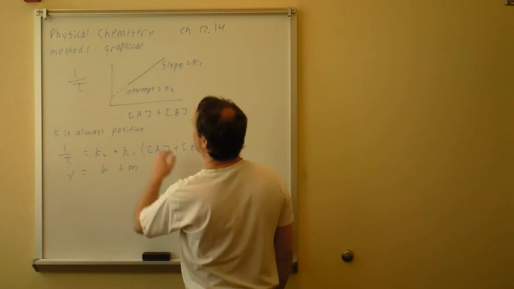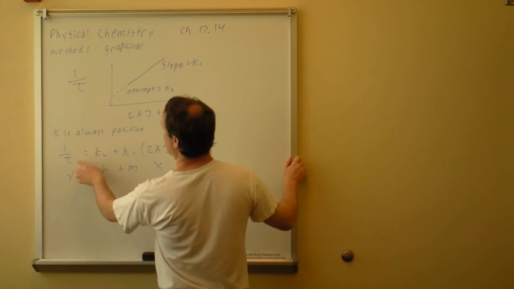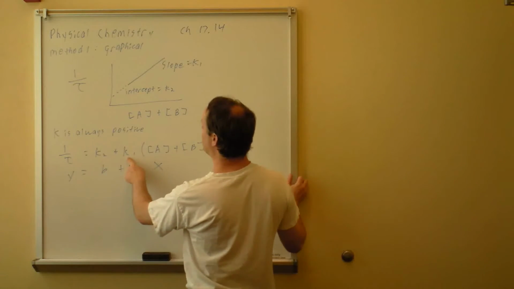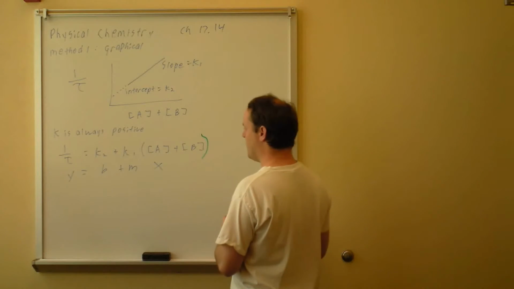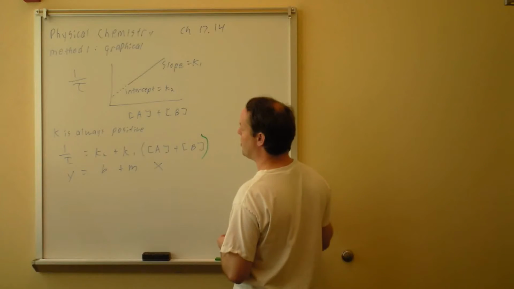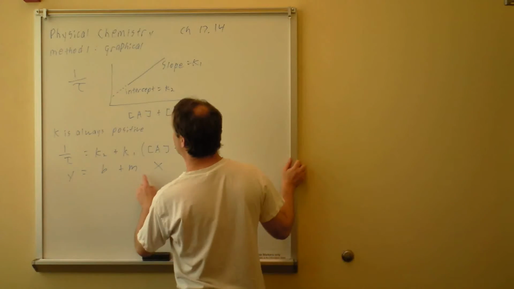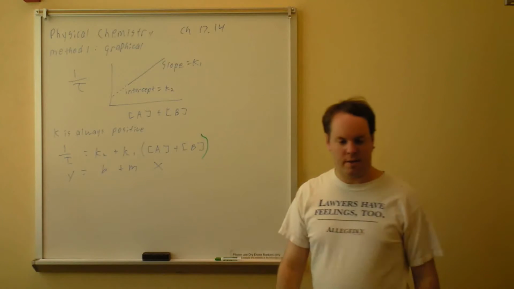Now remember, K's, they're always positive, rate constants. Now, remember, we had this formula, 1 over tau is equal to K2 plus K1 times the concentration of A plus the concentration of B. Well, that's just y equals mx plus b, except we switched around the order on yours. Y equals b plus mx. So this is an easy way, even if you only have 2 data points.